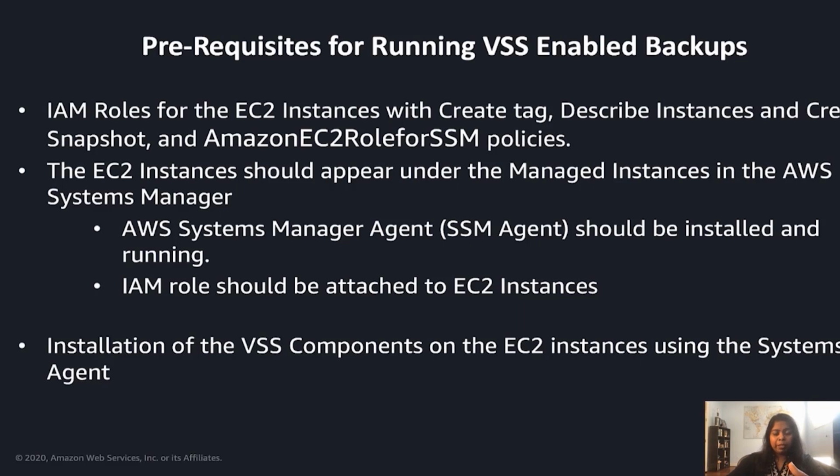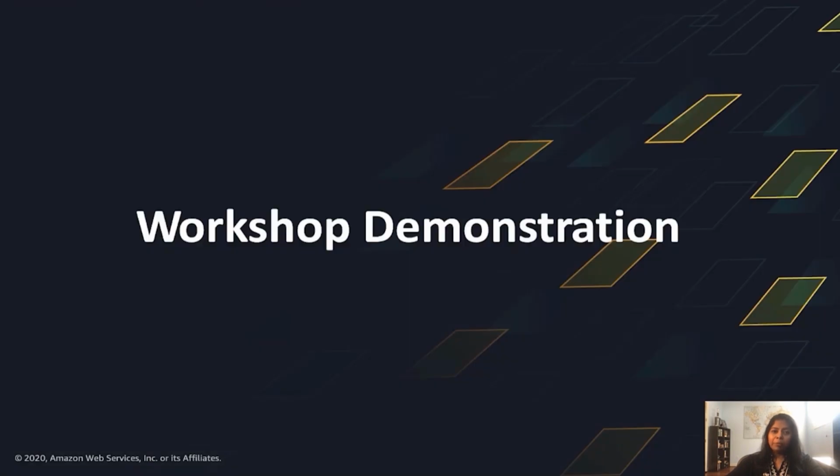Once the Systems Manager is configured, you need to install the AWS Core Component package by creating an association using the State Manager and install the VSS agent on the EC2 instance. Once we have all this configured, we should be able to run VSS-enabled backups using AWS Backup. I'm now going to hand it back over to Avi, who is going to walk through this workshop that we have put together. Thank you for listening.